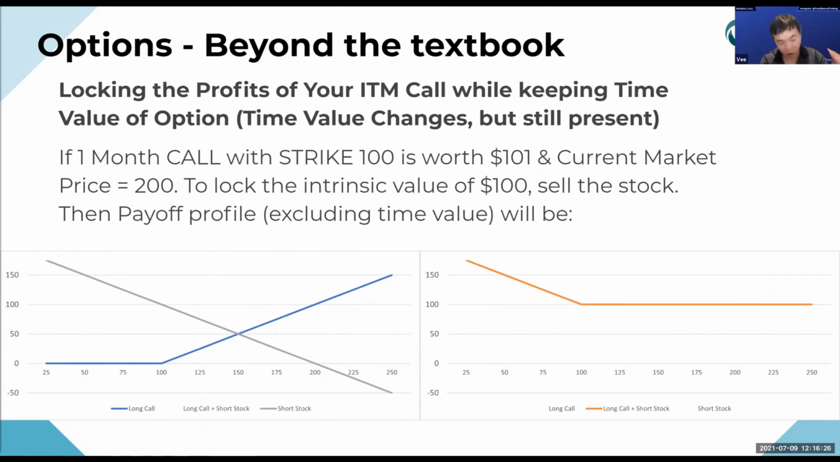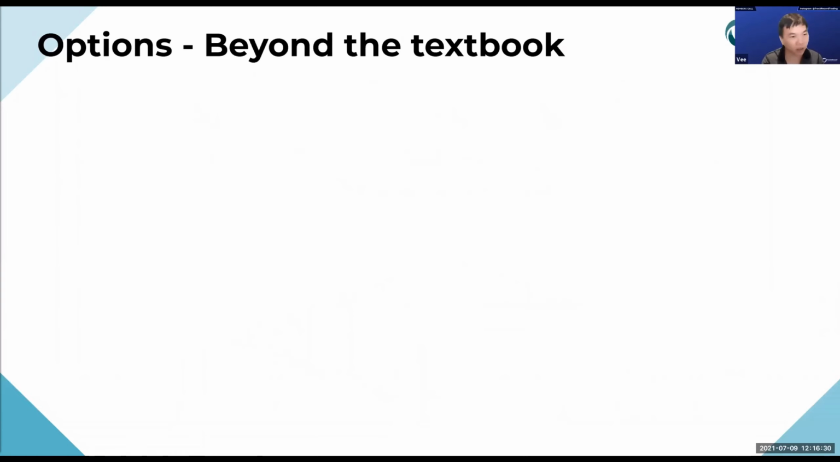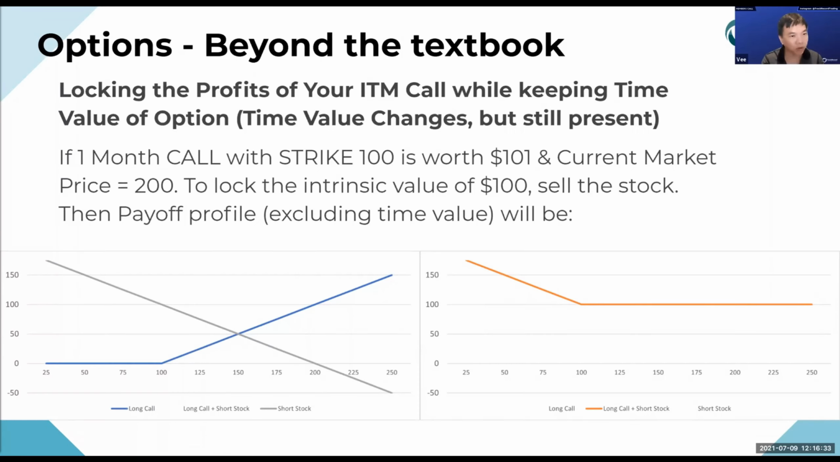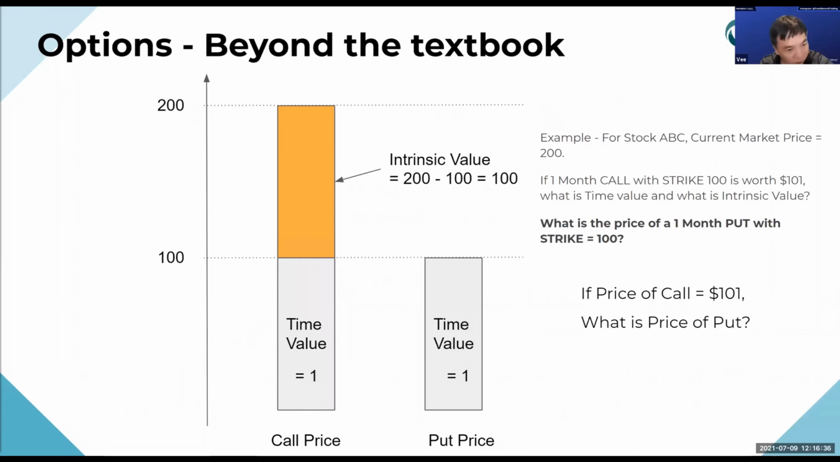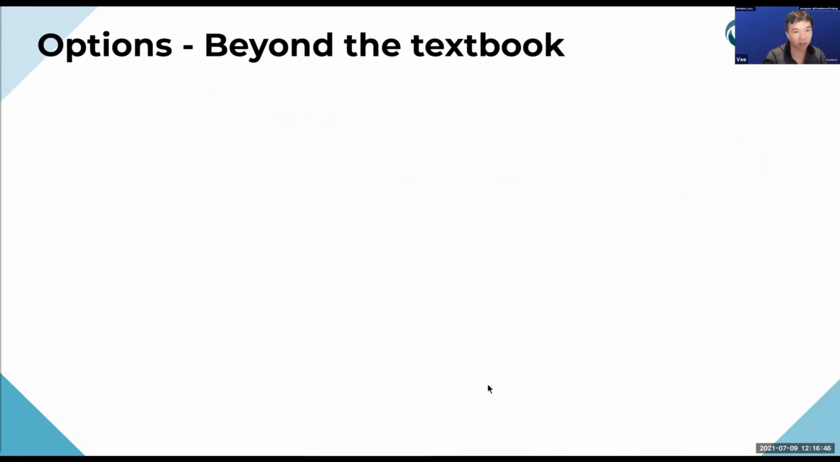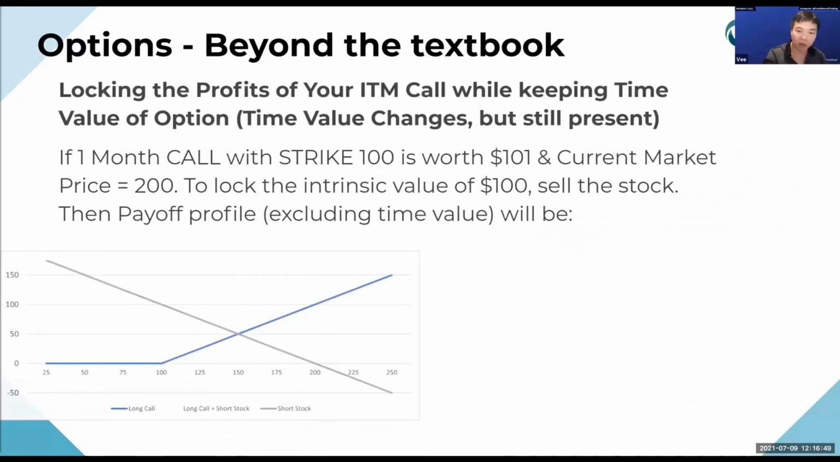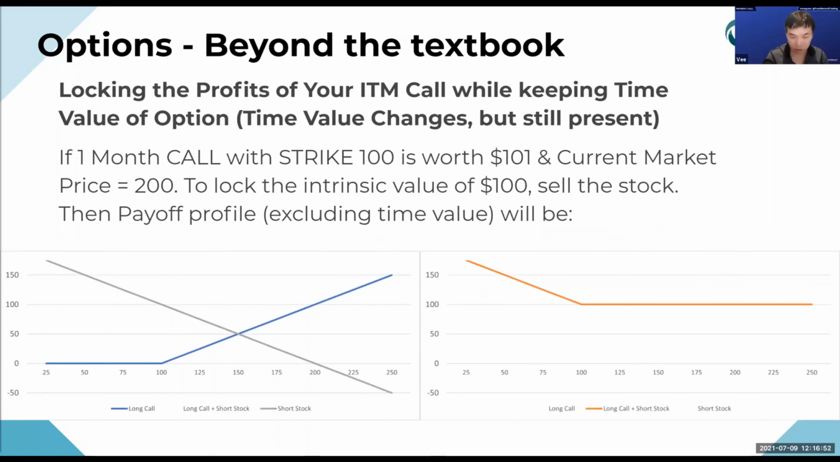Because you have locked in the intrinsic value by selling your stock, you have turned your position into a long put option. This is important because quite often we use options as a supplement to our underlying portfolio. So let's just say, for example, we are long this ABC stock, and then we also bought a call as a supplement to the underlying.